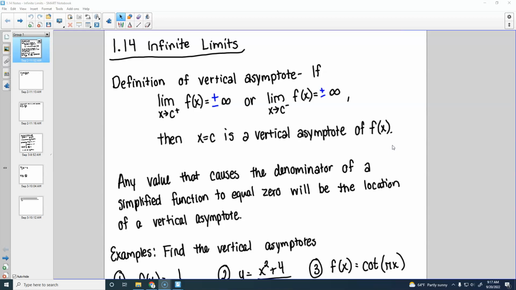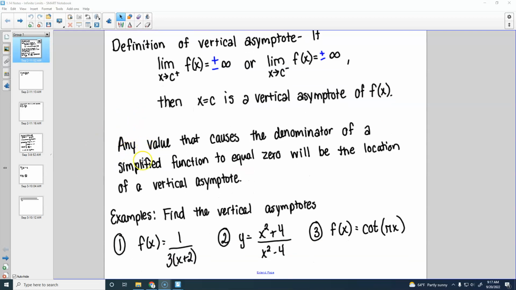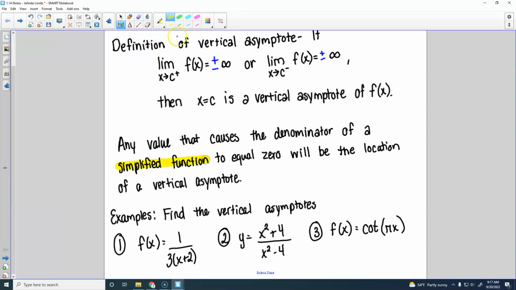We've talked about vertical asymptotes before and finding what causes them. So any value that causes the denominator of a simplified function to equal 0 will be the location of a vertical asymptote. This says here, simplified function. That means whenever you're simplifying it, you have already canceled.